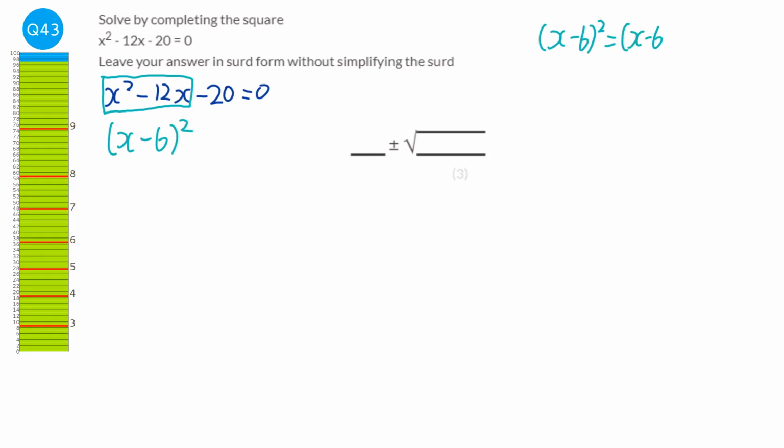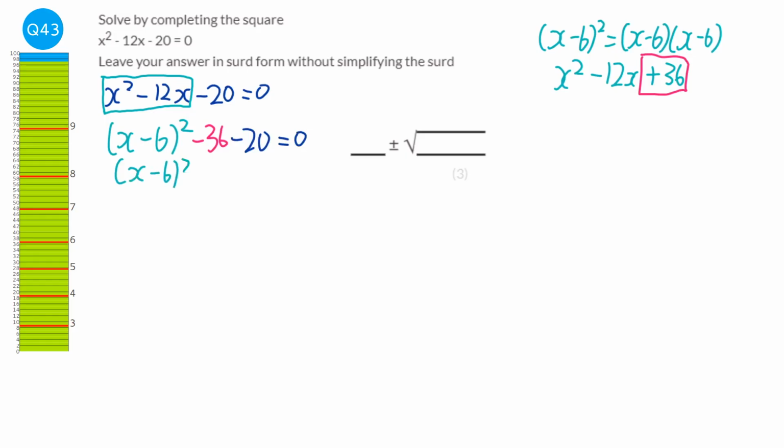So it'd be x minus 6, x minus 6, and that would be x squared minus 12x plus 36. So this creates a plus 36 we need to get rid of. So we're going to take away 36. Then we've got the minus 20 from the question, and then it's an equation, so we get it equal to 0. And then finally we've got x minus 6 squared. Add the minus 36 and the minus 20 together, and you get minus 56 equals 0.